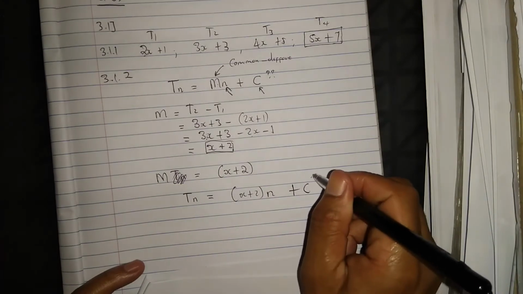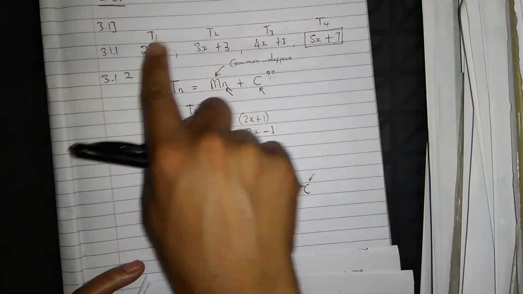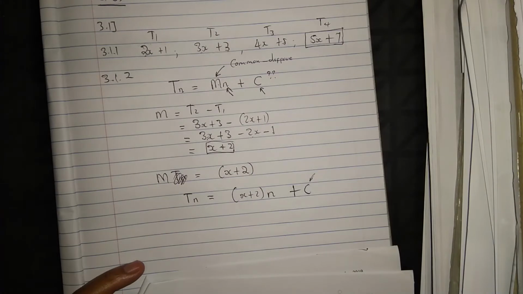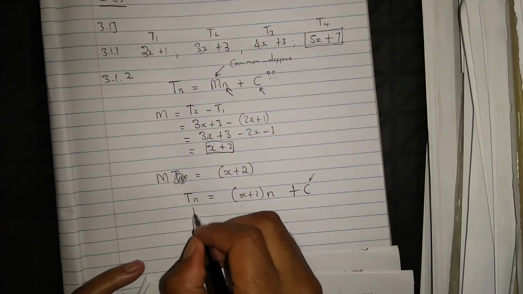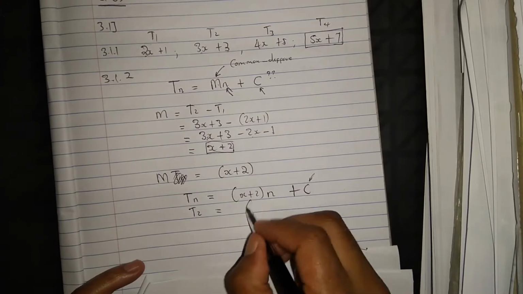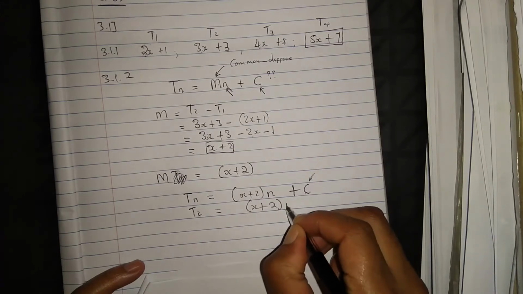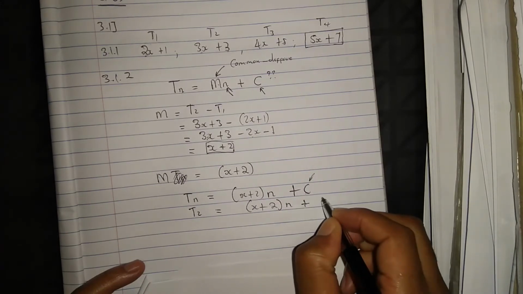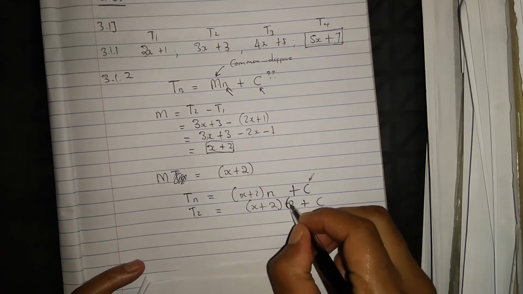So therefore, in order to calculate the value of c, I need to choose at least one term from the given pattern, right? From the given pattern, let's go for T2. So use T2 to calculate the value of c. So it's 2n plus c. Sorry. Where there's an n, put 2.